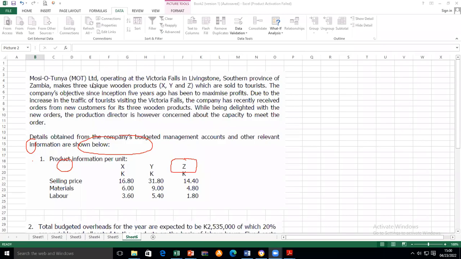Mosotunya, or MOT, operating at Victoria Falls in Livingstone, Southern Province of Zambia, makes 3 unique wooden products X, Y, and Z, which are sold to tourists. The company's objective since inception 5 years ago has been to maximize profits. Due to the increase in the traffic of tourists visiting the Falls, the company has recently received orders from new customers for its 3 wooden products. While being delighted with the new orders, the production director is, however, concerned about the capacity to meet the order. Details from the company's budgeted management accounts and other relevant information are shown below.